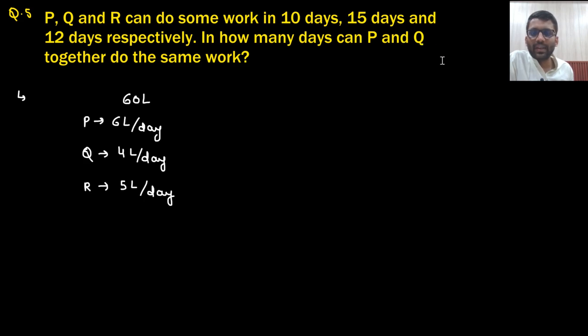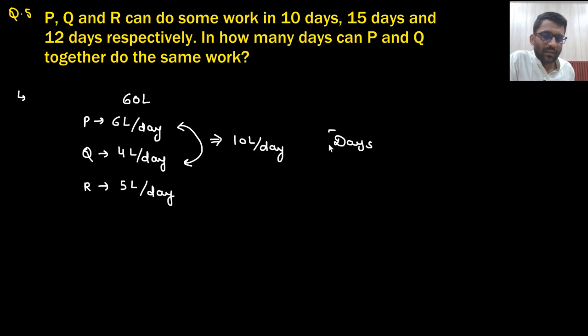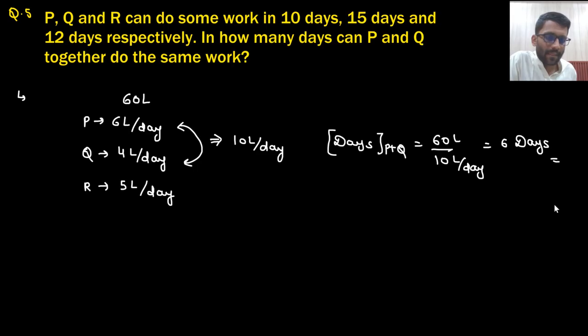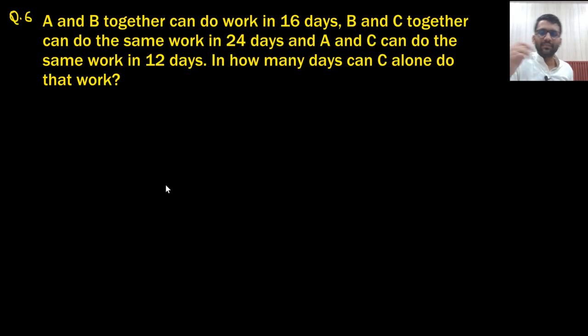In how many days will P and Q together do it? P and Q are working together. That means in one day 10 laddu are being eaten. So how many days will it take? They need to eat 60 laddu and in one day 10 laddu are being eaten. So it would take them 6 days. Very easy. Let's see the next one.